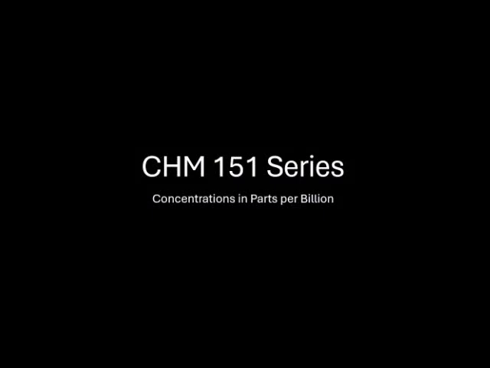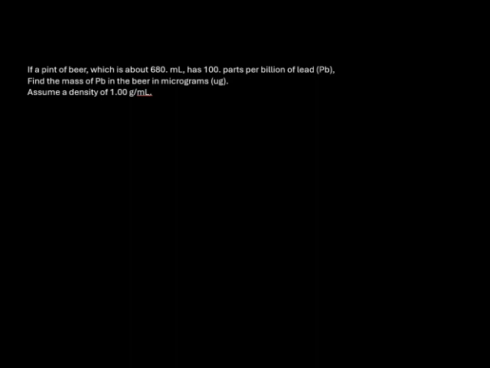In this video, we'll talk about how to deal with concentrations if they're given to you in parts per billion. This question says, if a pint of beer, which is about 680 milliliters, has 100 parts per billion of lead, find the mass of lead in the beer. Now what we have to first understand is that parts per billion is a mass ratio. This mass ratio tells us if we had 1 billion grams, 100 of those grams would be lead.